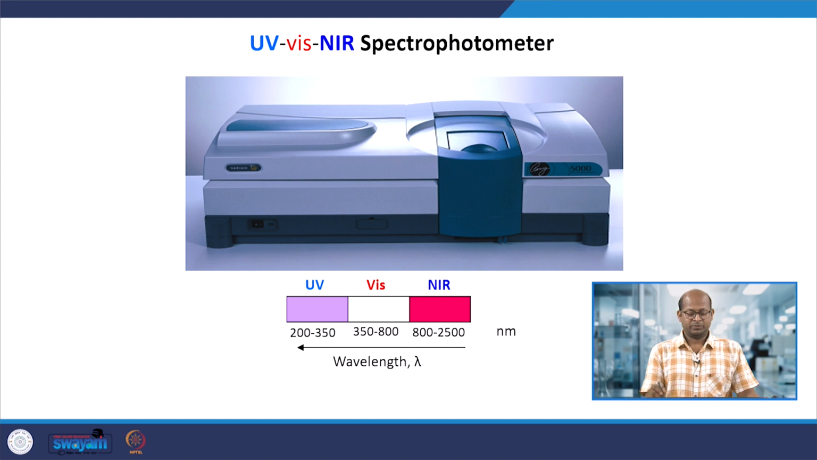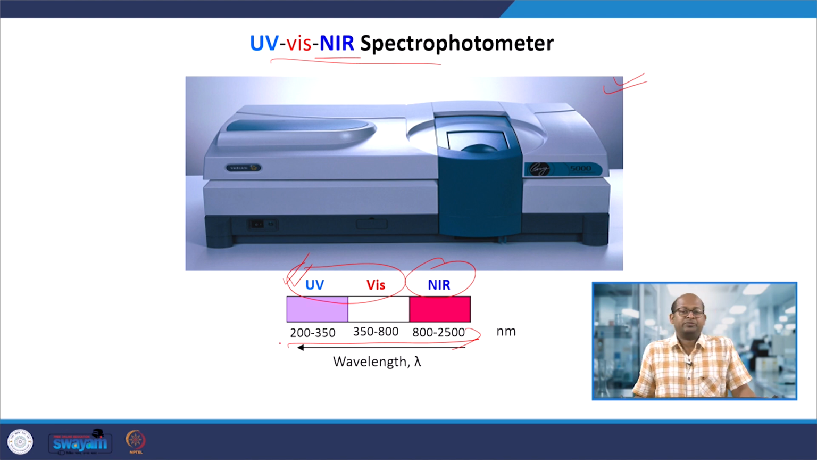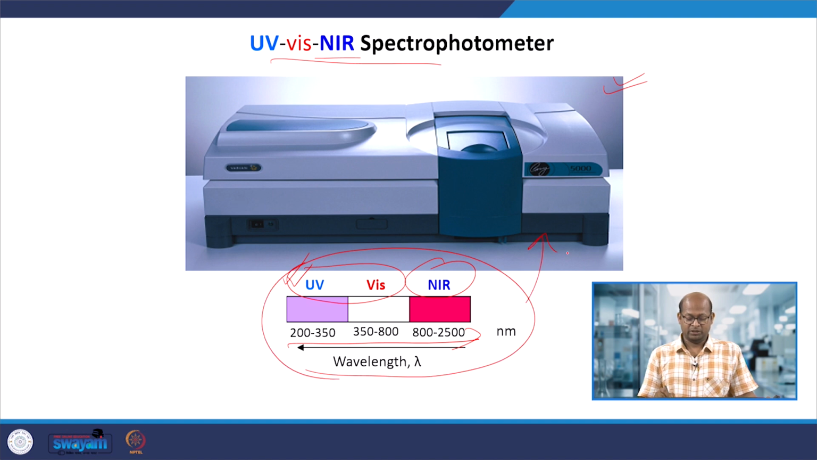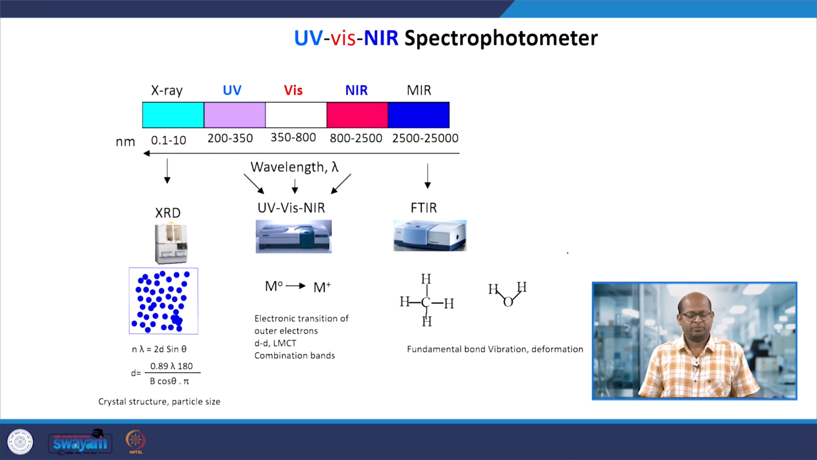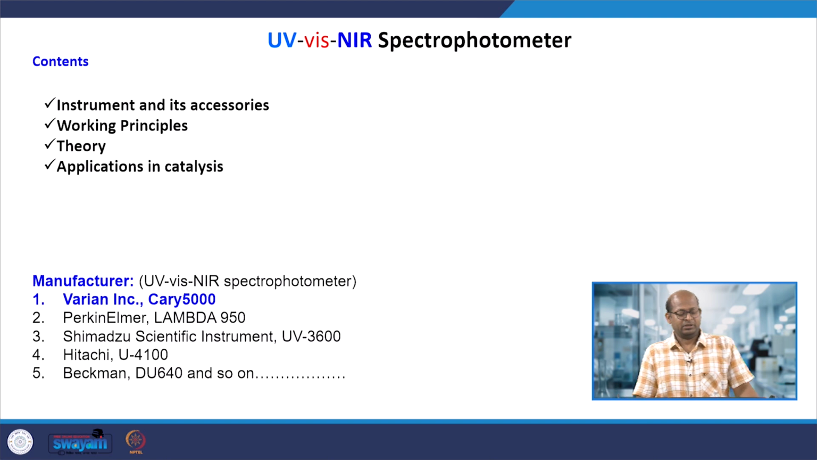This is what a UV spectrophotometer looks like. This one is a UV-vis-NIR spectrophotometer. Here, along with ultraviolet and visible, the NIR range can also be included. So we can cover 200 to 2500 nanometers in this equipment. Depending upon the manufacturer, there are many manufacturers. This one is actually showing the Cary 5000 variant.